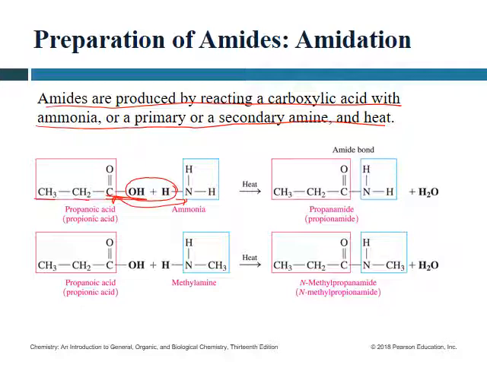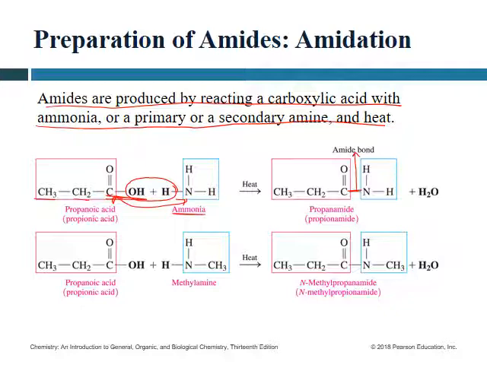Now this is an amide that is formed, and the bond that is formed right here is called the amide bond. Okay, so the group is called amide, the bond is called the amide bond. The bond between carbonyl and nitrogen is called an amide bond. Okay, this is when it is reacting with ammonia.